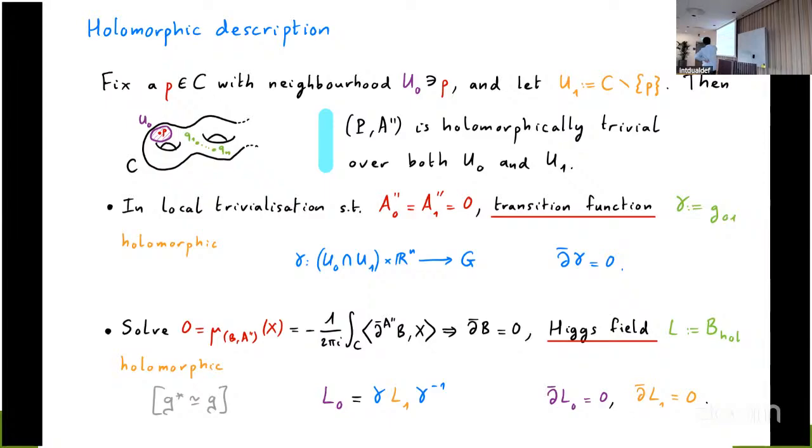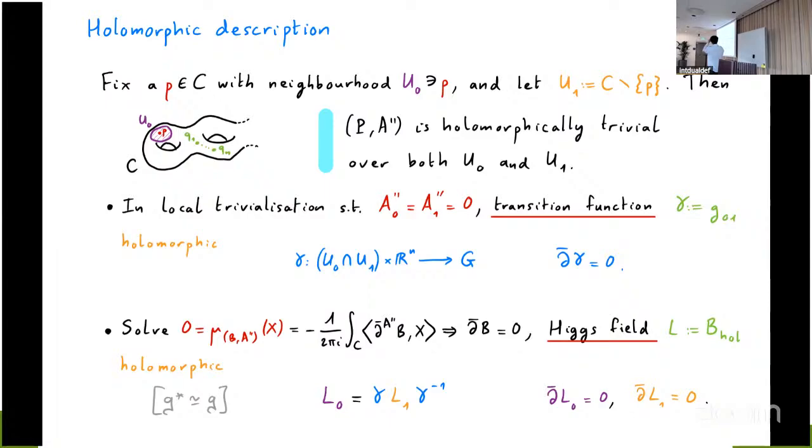What I also need to do is solve the moment map constraint, because I also want the Higgs field to be holomorphic. So set it to 0 explicitly. All that tells me is that the covariant derivative of B is 0, or in other words, because A double prime is now 0, this just tells me that del bar of B is 0. So B is now a holomorphic Higgs field. It satisfies this del bar equals 0 condition.